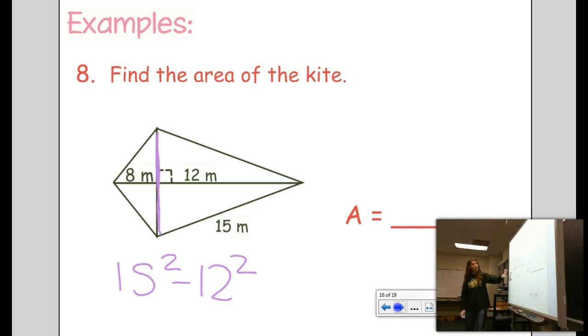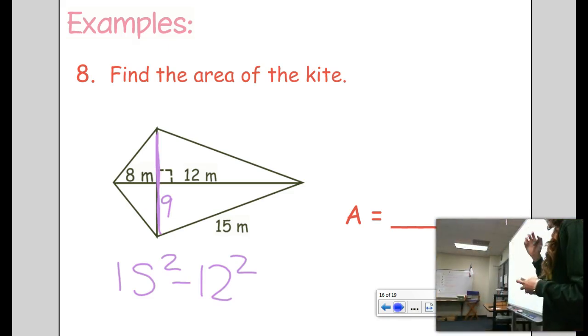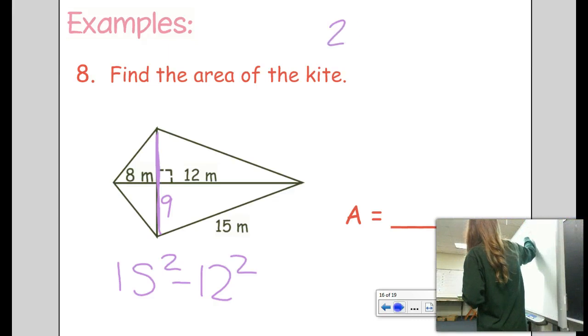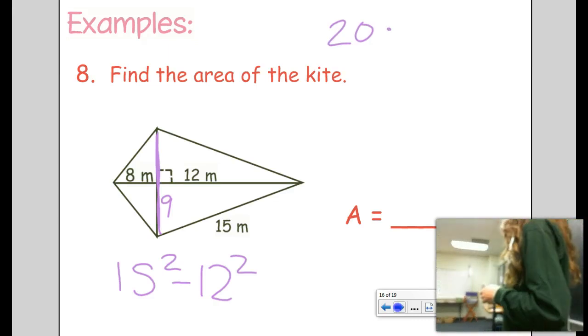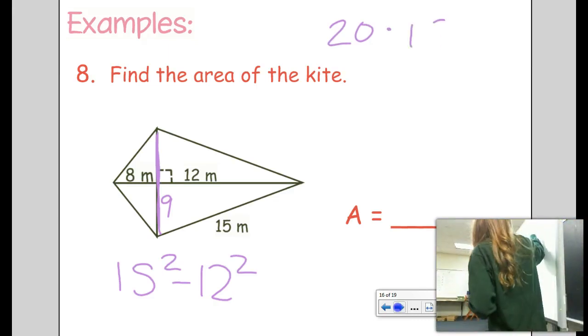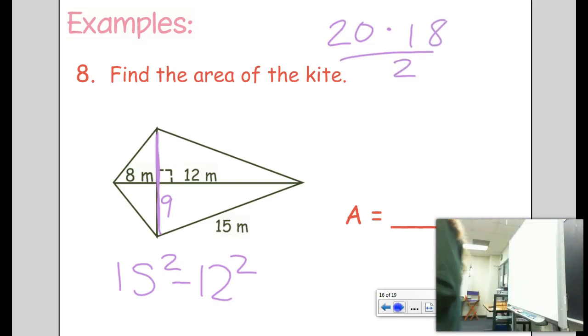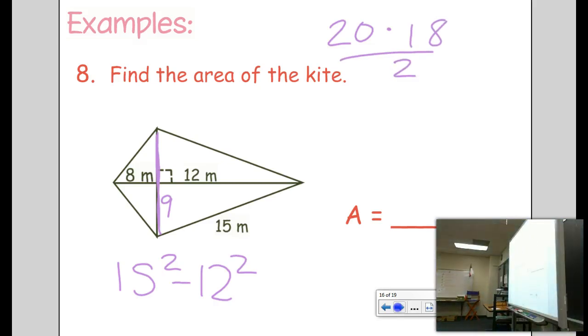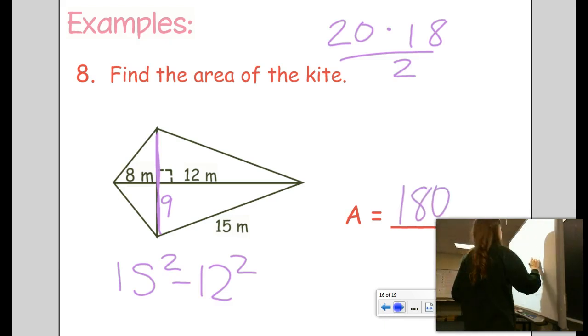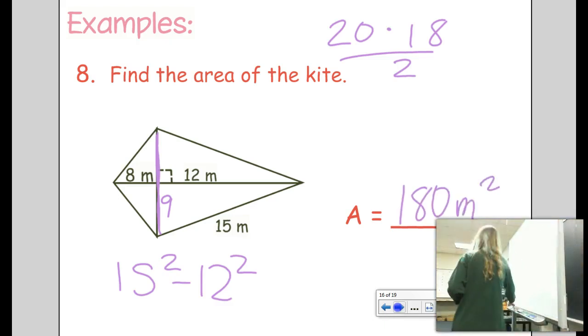Alea, when you do Pythagorean theorem, what do you get for this little piece right here? 9. Cool. So, Catherine, what's one of my diagonals? 20. What's my other diagonal? 18. Beautiful. 20 times 18 divided by 2. That's really saying 10 times 18. That's really saying just take 18 and put a 0 on it. 180. And what's our units? Meters. Square. All right.